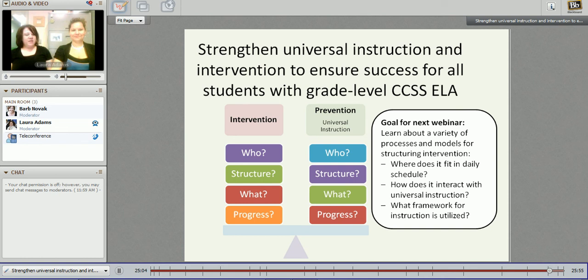The next webinar that we're moving into, the third in this 2013-2014 series, is really about structuring intervention. How do you make time in your daily schedule to offer intervention for those students who need it? How does that intervention interact with universal instruction? And what's the framework that's used, not just for your universal instruction, but also for your intervention? So we hope that you found today's information useful, and we look forward to going one step further in the process.